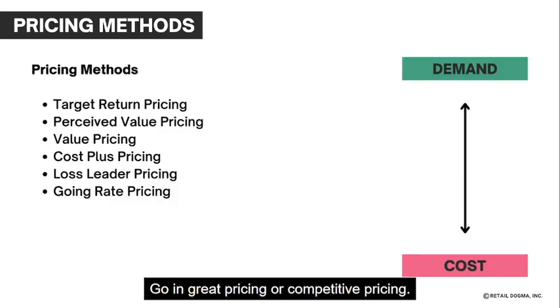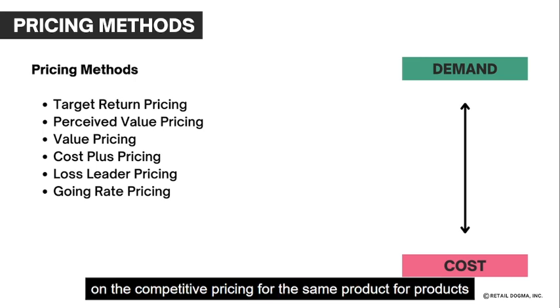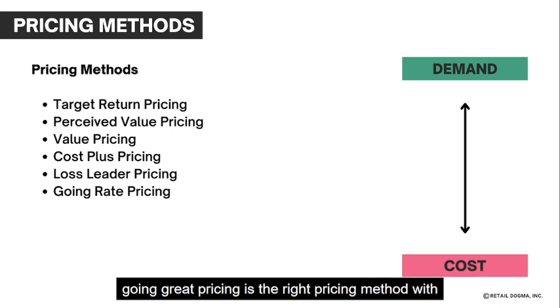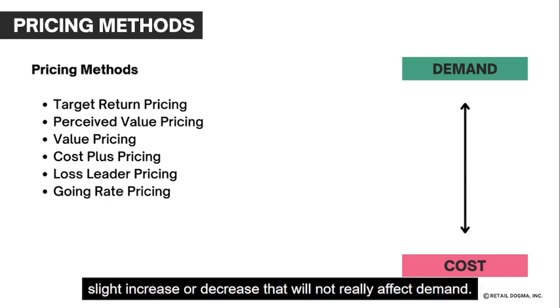Going rate pricing or competitive pricing. This pricing strategy is mainly based on the competitors' pricing for the same product. For products that are not differentiated and are considered a commodity, going rate pricing is the right pricing method, with a slight increase or decrease that will not really affect demand.